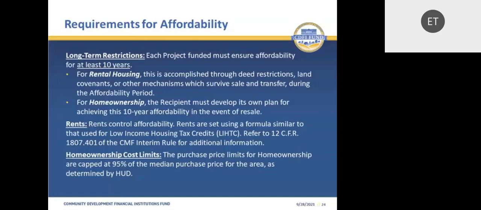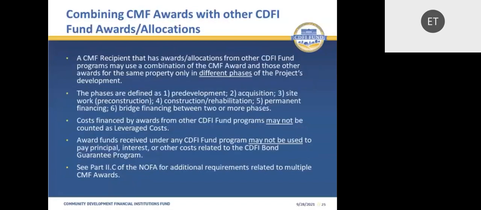And then finally, homeownership cost limits. The purchase price limits for homeownership are capped at 95% of the median purchase price for the area as determined by HUD.